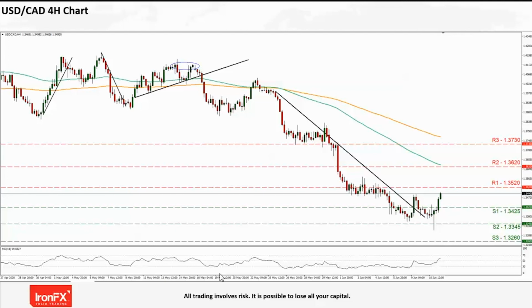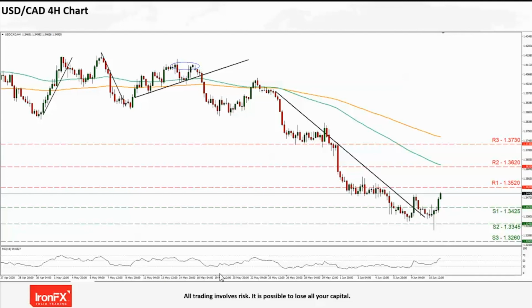If the upward momentum persists, then the R2 1.3620 line could become a target, with the 1.3730 R3 being our top level in case of a sudden greenback strengthening. In the opposite direction, the pair could return lower to retest the S1 1.3525 level. Below that, the S2 1.3345 line and the S3 1.3260 are also possible stops if the bearish movement is strong enough.